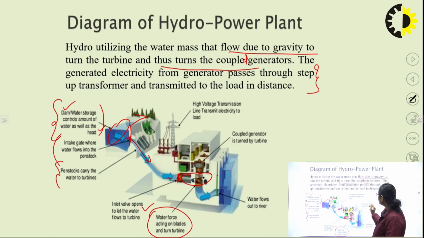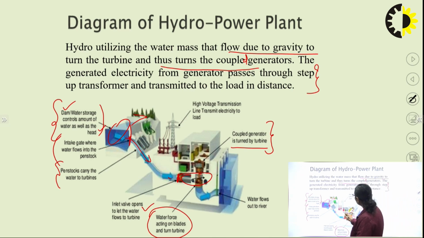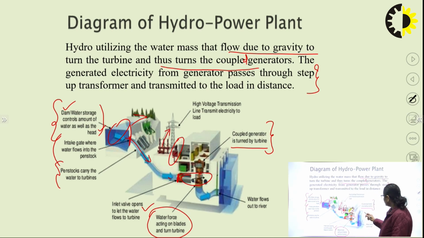This mechanical rotation of the turbine is given to the coupled generator. So, generator getting mechanical input gives the electrical output. That electrical output can be seen over here. As I mentioned, it goes to a step-up transformer, then to the transmission line. The water outlet from turbine goes to the river.